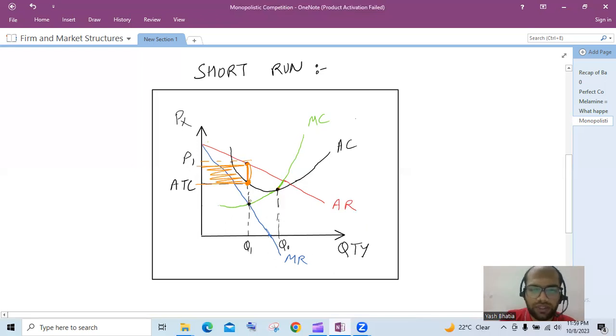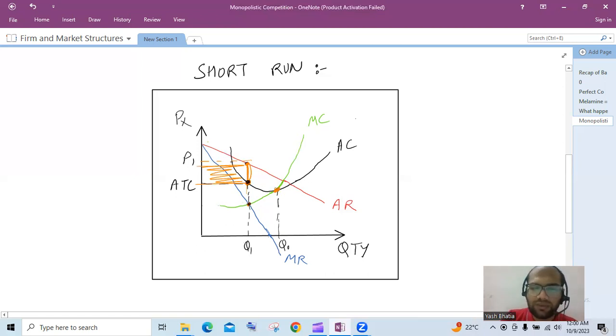Sorry, not MR equal to MC. MR is equal to MC here, which is the point of profit maximization, and you are producing at quantity Q1. As you can see, at quantity Q0, the MC curve is cutting the AC curve here.